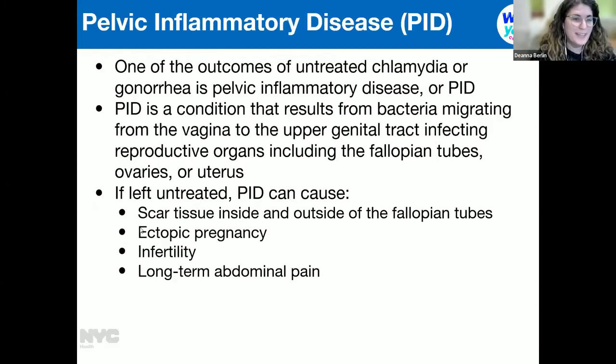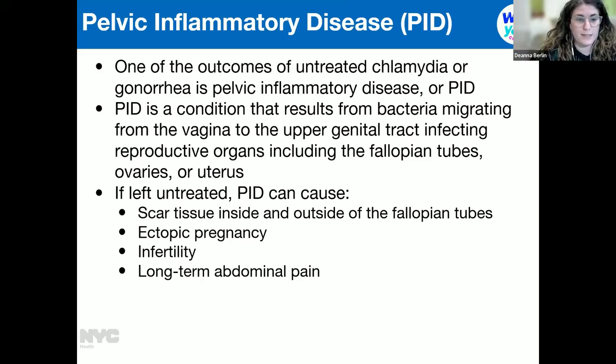Pelvic inflammatory disease, or PID, is one of the outcomes if chlamydia or gonorrhea is left untreated. And what happens is bacteria starts in the lower reproductive part of someone biologically female or assigned female at birth, right? So there's that part down there, the lower part of the reproductive genital tract, and then it moves upwards if it's untreated, the gonorrhea or the chlamydia or other things. And then it hits the reproductive organs like the fallopian tubes, the ovaries, the uterus, and it can cause a lot of different issues there, like scar tissue inside and outside of the fallopian tubes, ectopic pregnancy, infertility, and long-term abdominal pain.